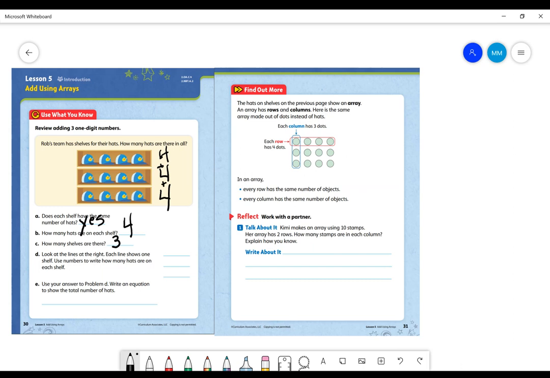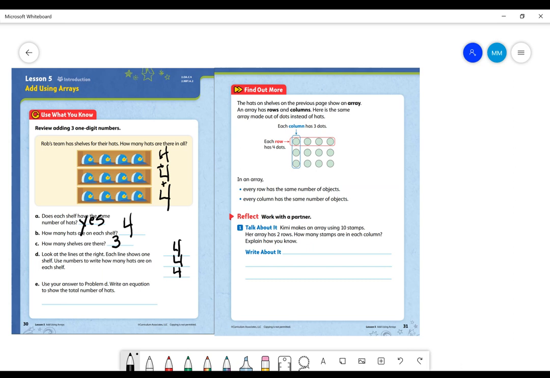Well, Miss Mason already got ahead of herself, didn't she? So as you are working on this with me, let's go ahead and put how many were in the top shelf. There were 4 hats on the top shelf. How many were on the middle shelf? 4 and 4 on the bottom.